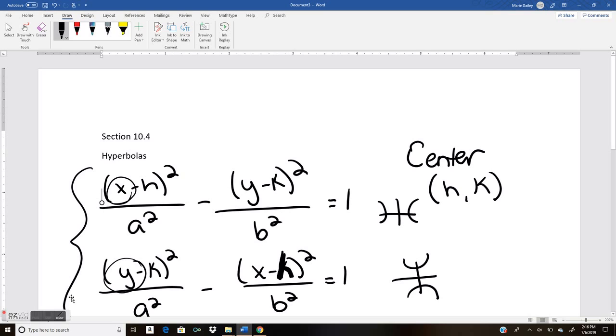Alright, so hello everybody. This is the next video. This is section 10.4, looking at hyperbolas.